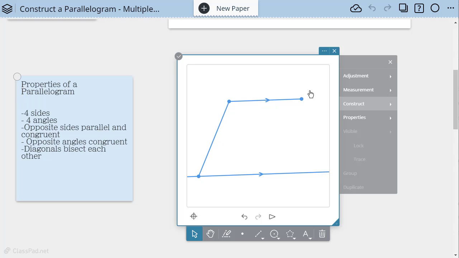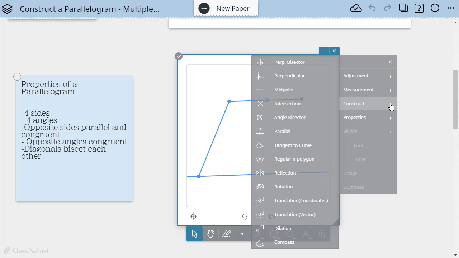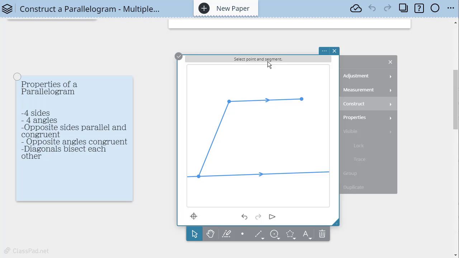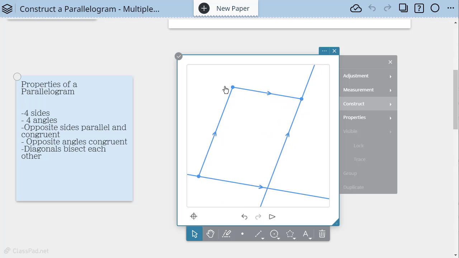So let's do the same thing. I now want another parallel to this side. So I'm going to select this side, or let's show you how you can use the directions to help you. Let's go to construct and just choose parallel. And it says select a point and a segment. So I want this segment to be the one that it's parallel to, and this point to be where it goes through. And so notice that it constructs that parallel. So now if you look, even if I move it, those opposite sides are always parallel, which means they're also congruent. I could go ahead and measure them.